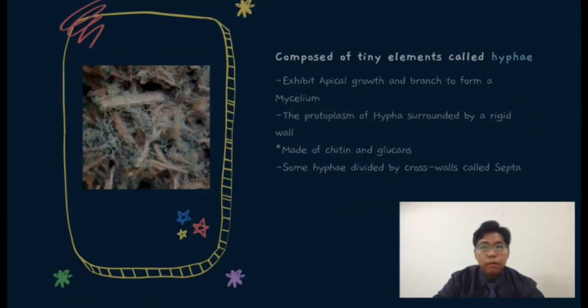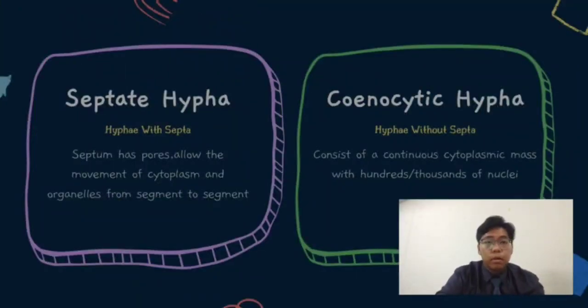The protoplasm of a hypha is surrounded by a rigid wall composed of chitin and glucans. Some hyphae are divided by cross walls called septa, or in the singular, septum. There are two types of hypha and mycelium of fungi. The first one is septate hypha and the second one is coenocytic hypha. There are some ways to differentiate these two types of hypha.